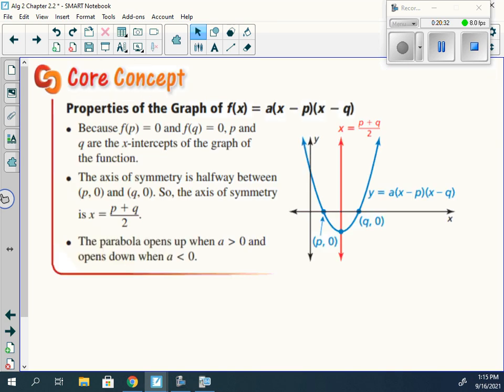Now this here is the last type of setup for the quadratics we're going to look at. So f of x equals a parentheses x minus p times x minus q. And this here is really the intercept equation.